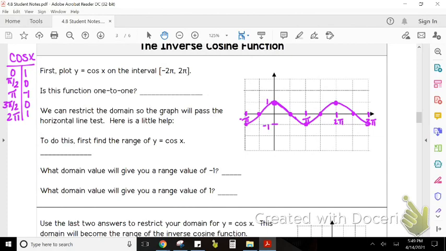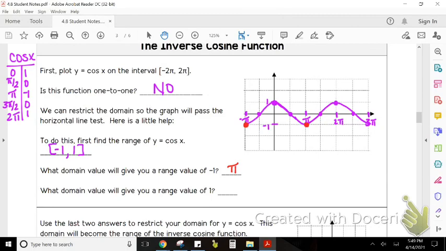Then again, it asks, is the function 1-to-1? Does it pass the horizontal line test? It does not, so no, it is not 1-to-1. So we're going to restrict the domain. The first thing we're going to do is find the range of cosine. Again, we can see it goes down to negative 1 and up to positive 1. It asks what domain value will give you the range of negative 1. I want the one closest to 0. It really doesn't matter which one I choose, because this one's negative 1, this one's negative 1, and they're the same distance. But we don't like negative numbers as much, so let's go with the positive. So we're going to use pi.